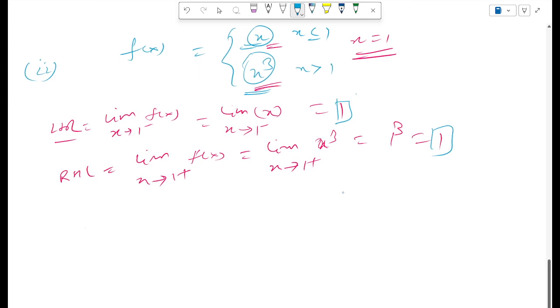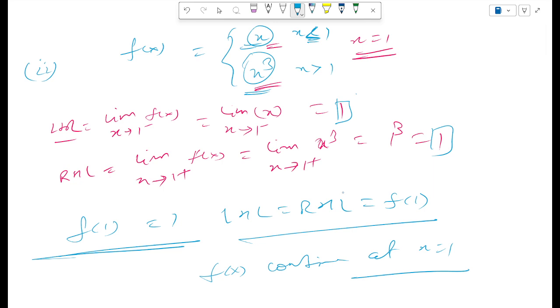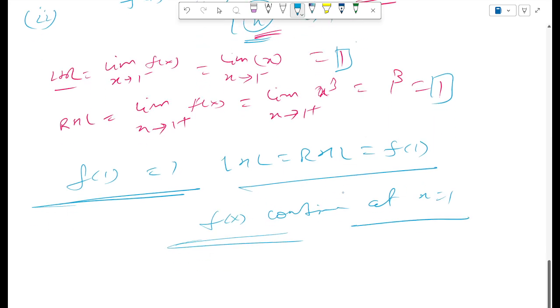So now we will calculate the function at 1. The equality sign is here, so at 1 we will get 1. Here you can see LHL equals RHL, as well as the function is defined and equal to 1. So we can say that f(x) is continuous at x equal to 1. And for the other part of the domain, it is also continuous. So this function is continuous in the whole domain, right?